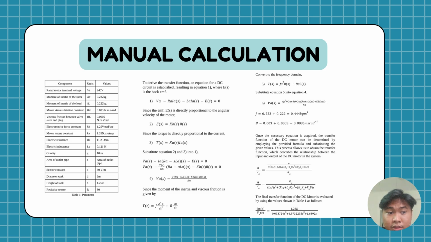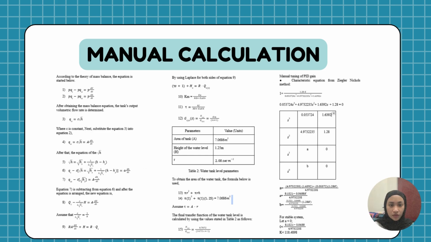The final transfer function is theta m(s) over Vm(s) equals 1.28 over 0.053724 s cube plus 4.973235 s square plus 1.6392 s. That's all from me. Thank you.